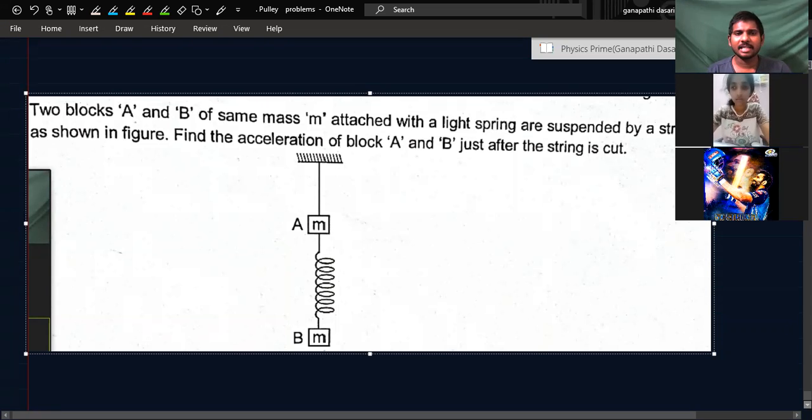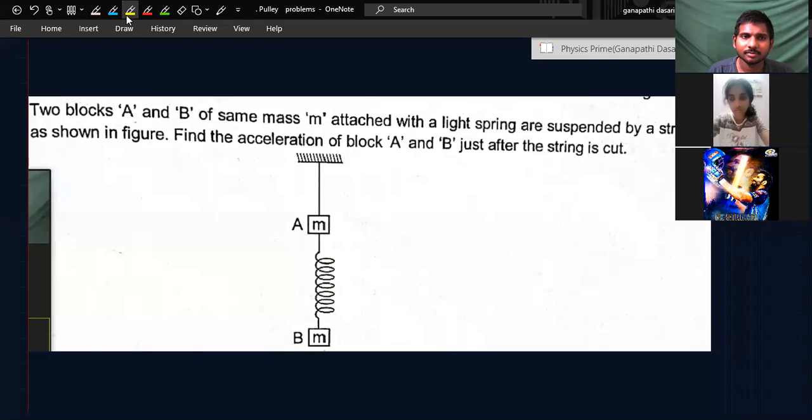Two blocks A and B of the same mass M, attached with a light spring, are suspended by a string as shown in the figure. Find the accelerations of block A and block B just after the string is cut. What did I tell you? If a string is cut, what happens in the system? Spring force will not change instantaneously.